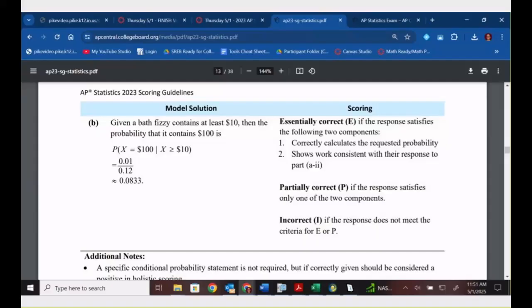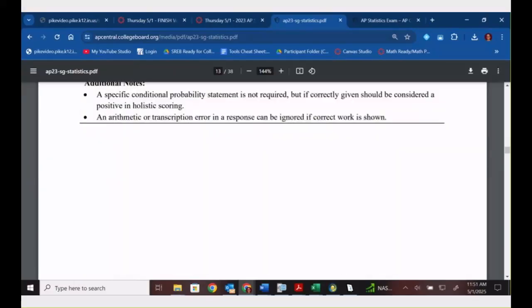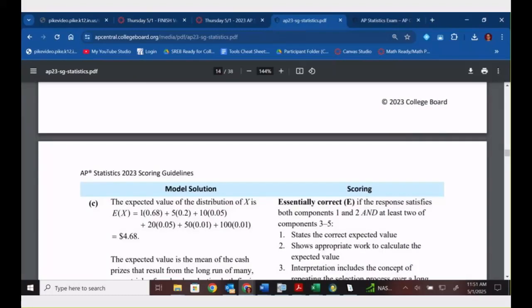If you got both of the components, please give yourself an E. If you got only one of the components, please give yourself a P. None of the components, give yourself an I. Does anybody have any questions about scoring part B? All right. Let's look at part C then.